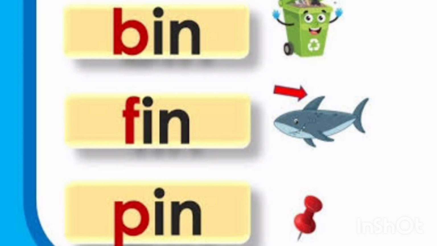Next, they already know the two-letter words, so before them we will put one consonant. First we will show them the picture. This is a picture of a bin and we have written b, i, n. This is a picture of a fin, f, i, n. This is a picture of a pin, so this is p, i, n. This is step 3, where we give them the picture and its spelling together. This way, step by step, we will go ahead.